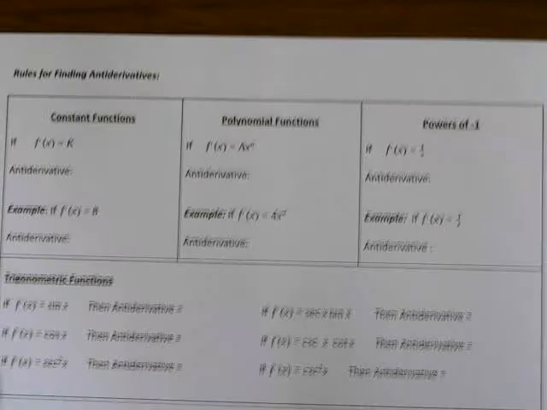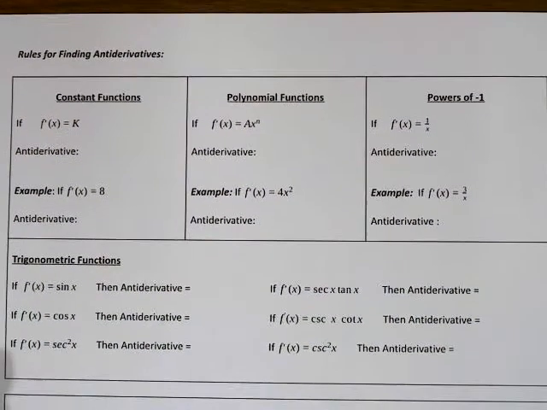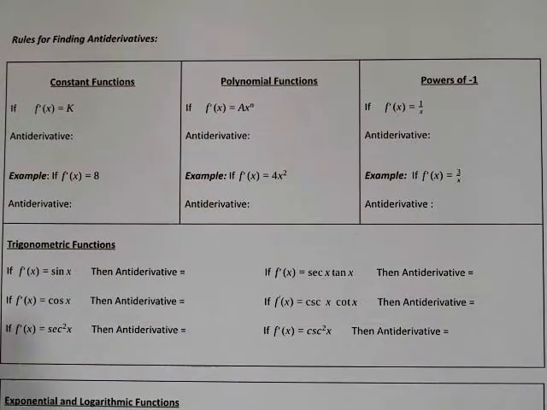So let's look at some of these rules for finding antiderivatives. I'm going to be honest, guys, this is why I kept giving you those memorization rules for the derivatives, right? I told you that this was coming. You have to know how to undo a derivative, which means you have to know how to take a derivative. So let's look at a couple of things here.